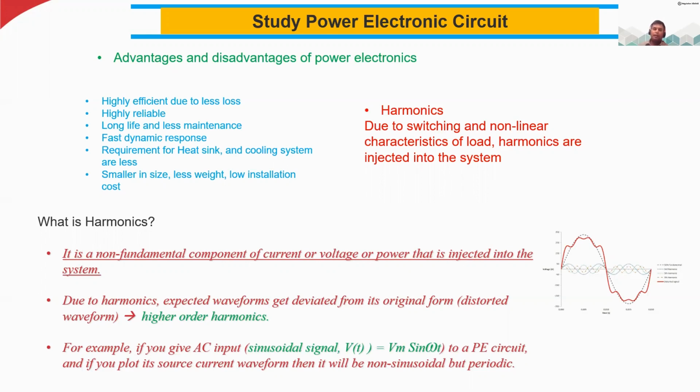Of course, in the data sheet, there are some limitations. If you exceed the limitations, then the device can get damaged. But if you follow the steps and procedures, then everything is going to be okay. Also, it needs less maintenance, and it has a fast dynamic response. The switching is quite fast. And the requirement for heat sink and cooling systems is less.